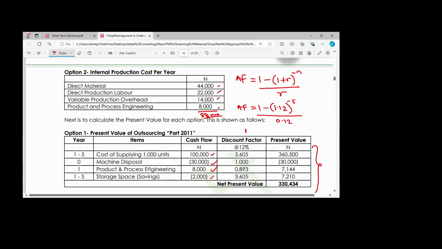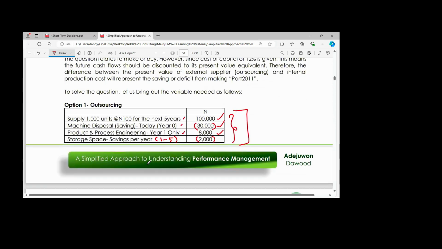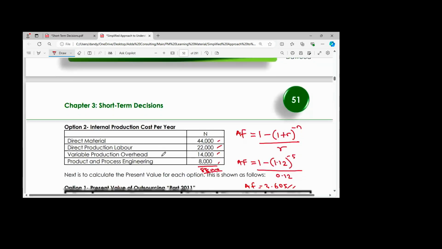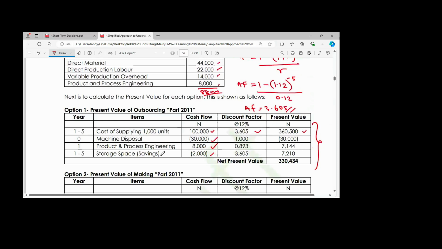And that is what produced my AF equal to 3.605 when you use your calculator. So that is how we got this 3.605. When you multiply 3.605 with 100,000, it will give you 360,500. The next item from my analysis above is a machine disposal of 30,000 naira. Because that machine disposal, we are told, is today, which means year 0, that's why you have seen 0 here. So the discount factor at year 0 is equal to 1. 1 multiplied by 30,000 will give us 30,000. So that's how we got that number.